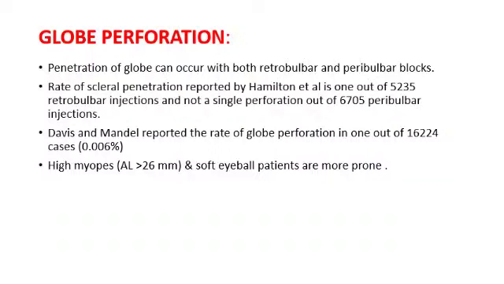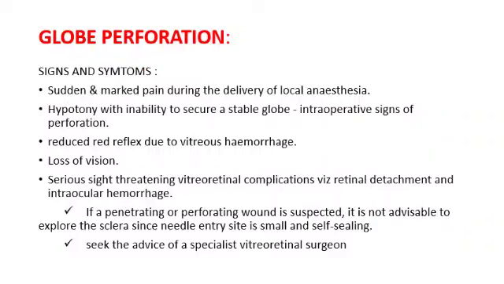High myopes and soft eyeball patients are more prone. High myopes are those who have an axial length more than 26 millimeters. So what are the signs and symptoms? A sudden and marked pain during the delivery of local anesthesia, hypotony with inability to secure a stable globe during the surgery, a reduced red reflex due to a vitreous hemorrhage, loss of vision, serious sight-threatening vitreoretinal complications like a retinal detachment and intraocular hemorrhage.